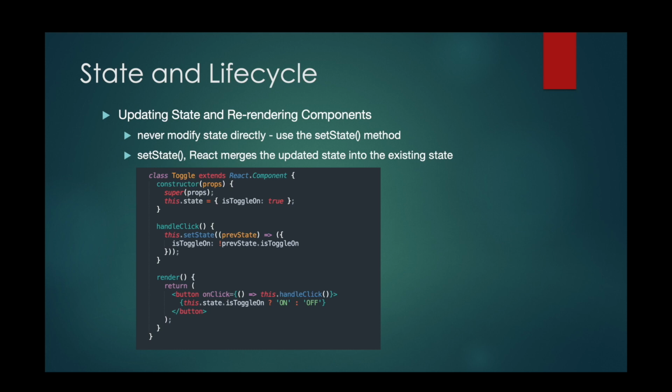If you look at it here, we have the render function. We have the class Toggle, which has the isToggleOn inside the setState to be set true.